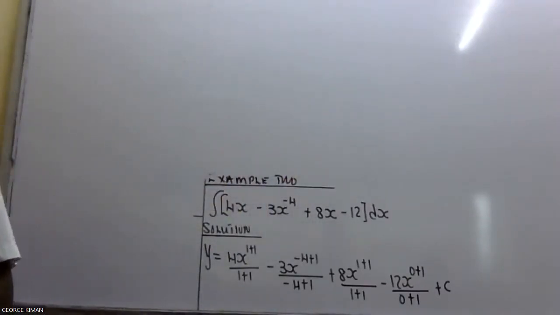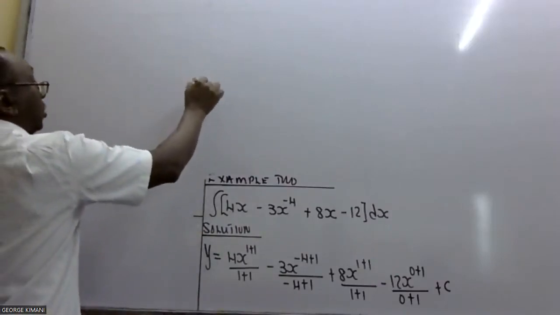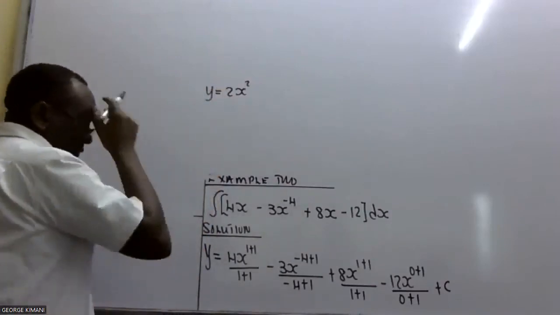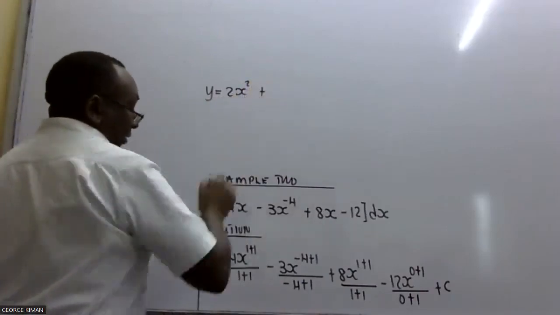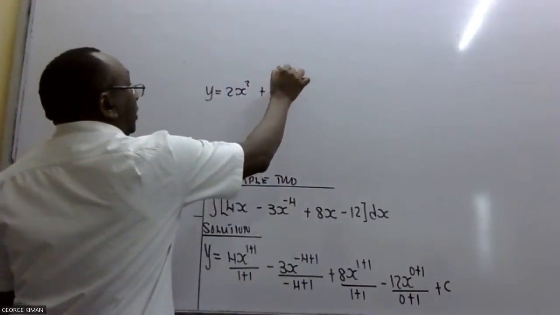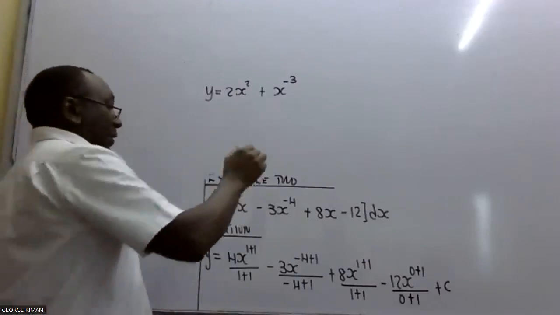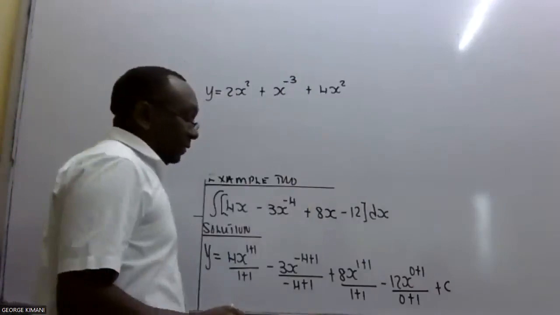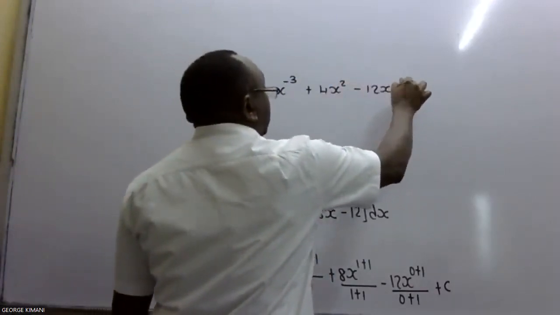So how does that settle finally? This one becomes y is equal to 2x squared plus x raised to power minus 3 plus 4x squared minus 12x plus c.